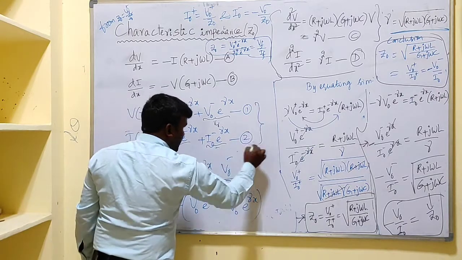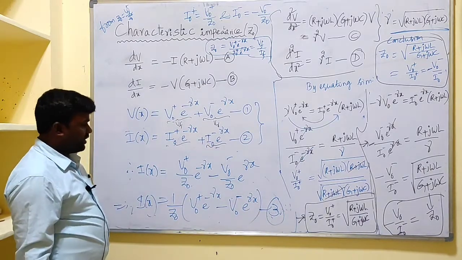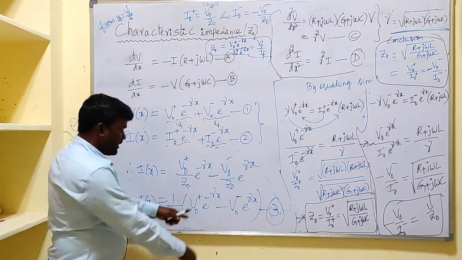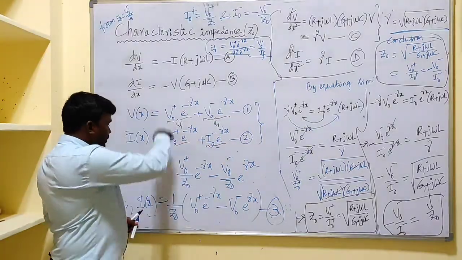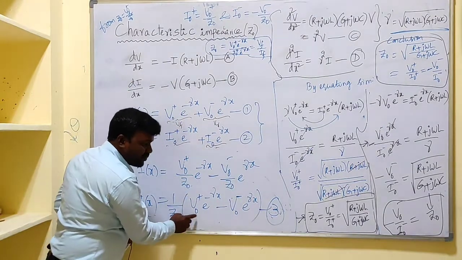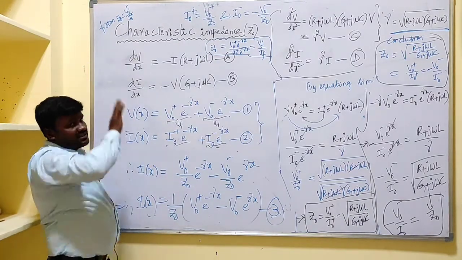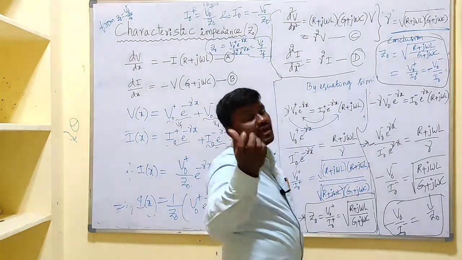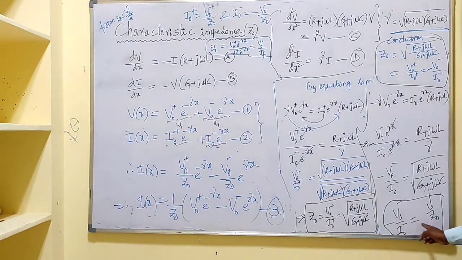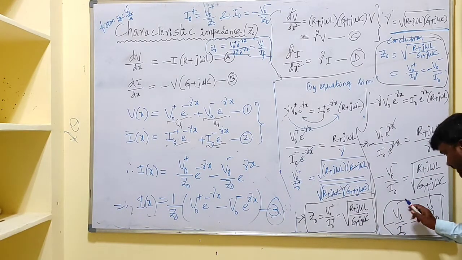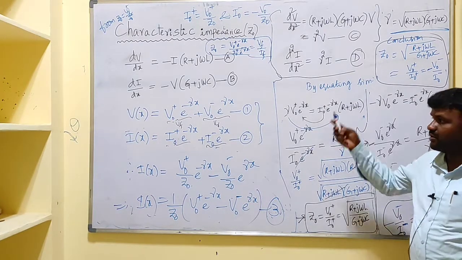So in equations 1 and 2 we have the 4 constants, whereas equations 1 and 3 are represented in terms of only 2 constants. Now the 4 constants are reduced to 2 constants, which are V naught plus and V naught minus, with the help of the characteristic impedance. Characteristic impedance is defined as the ratio of forward voltage to forward current, or else as the negative of the ratio of reverse voltage to reverse current, or reflected voltage to reflected current. This is about the characteristic impedance.